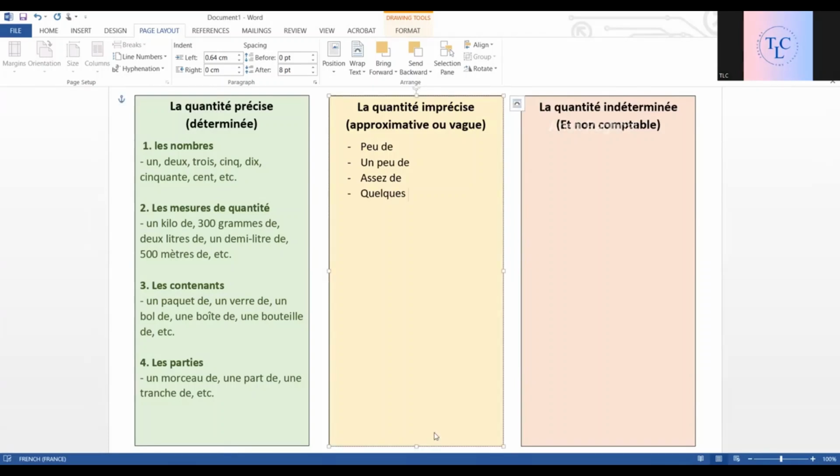Okay, quelque is some, but it is countable. Okay, quelques livres, some books. Then we can also have quelques collègues, some colleagues. Then we can say quelques lampes, some lamps. Quelques animaux, some animals. Okay, it is countable, but we don't know the exact quantity there. So quelque is some.